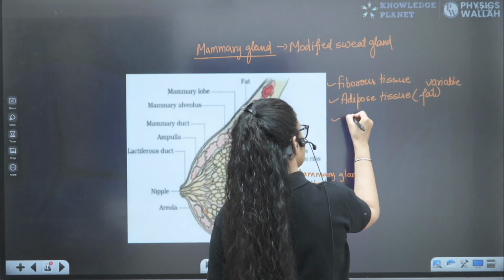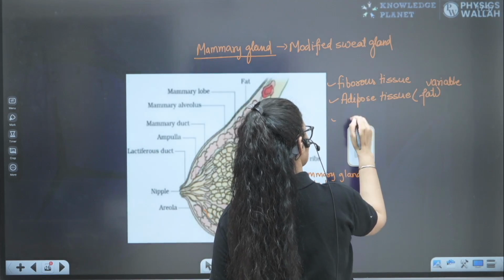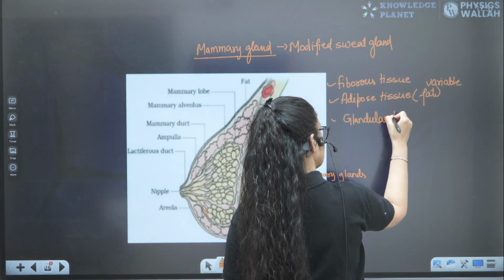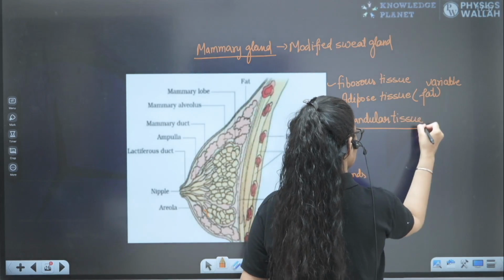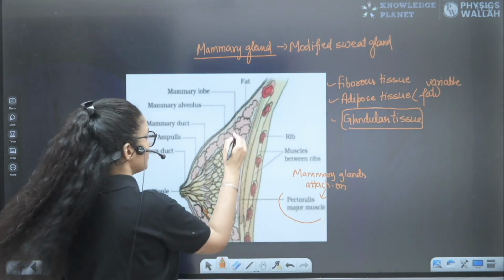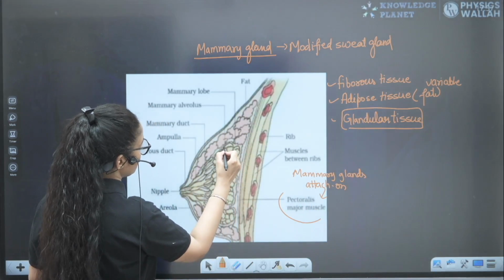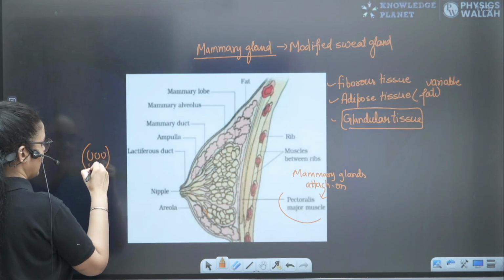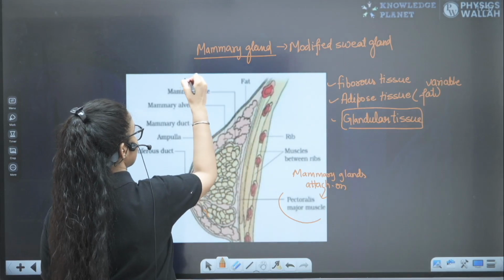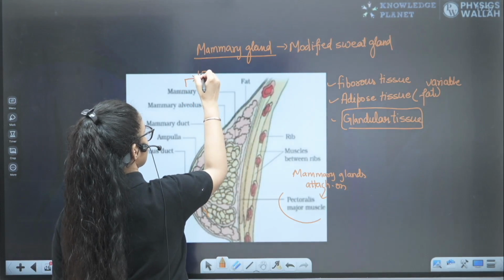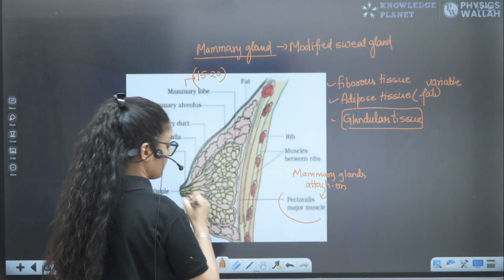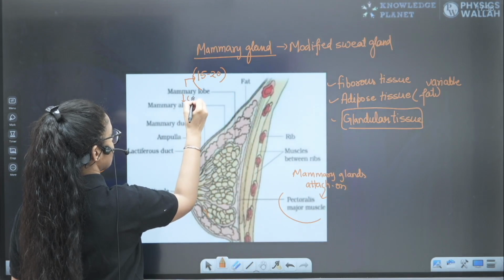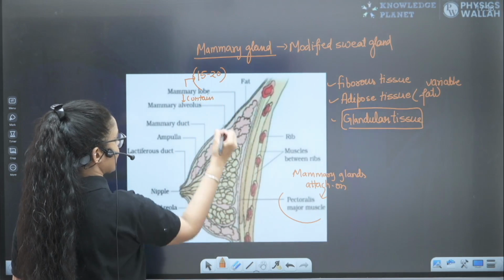So next is the glandular tissue. What is its purpose? These are the main tissues here. So let's start with the glandular tissue. This is the mammary lobe. These are the mammary lobes, having many alveoli in them. Each mammary gland has 15 to 20 mammary lobes in it. You have to remember this number. And then each mammary lobe contains many small sac-like structures, the alveoli.